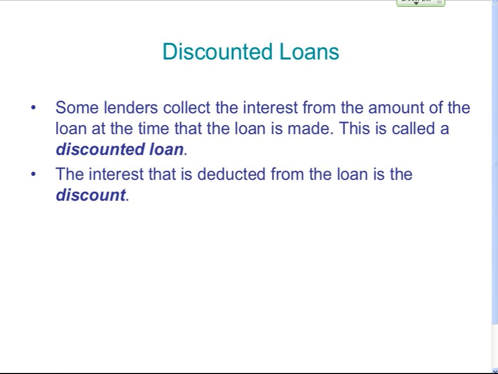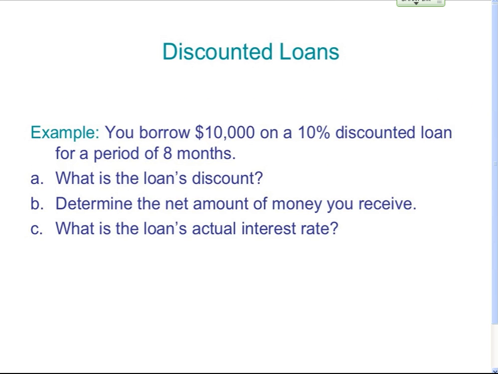Some lenders collect interest from the amount of the loan at the time the loan is made. This is called a discounted loan. The interest that is deducted from the loan is the discount. So you borrow $10,000 on a 10% discounted loan for a period of 8 months. What is the loan's discount? Determine the net amount of money you receive, and what is the loan's actual interest rate.